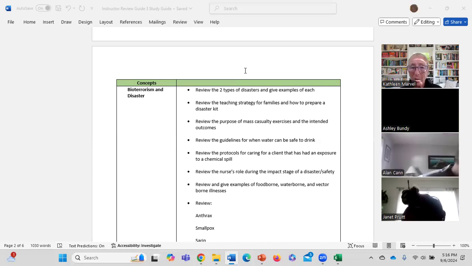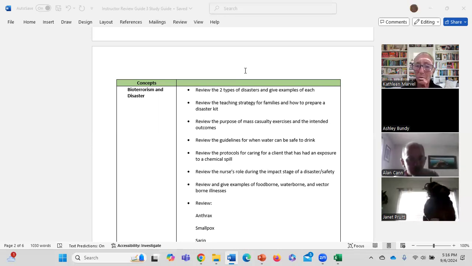How do we care for a client that potentially has been exposed to a chemical? Remove their clothing and contacts. How do you remove their contaminated clothing? What do we use? Tongs. What do we do with the potentially contaminated clothing? Put it in a plastic bag. Bag 'em up. Yep.